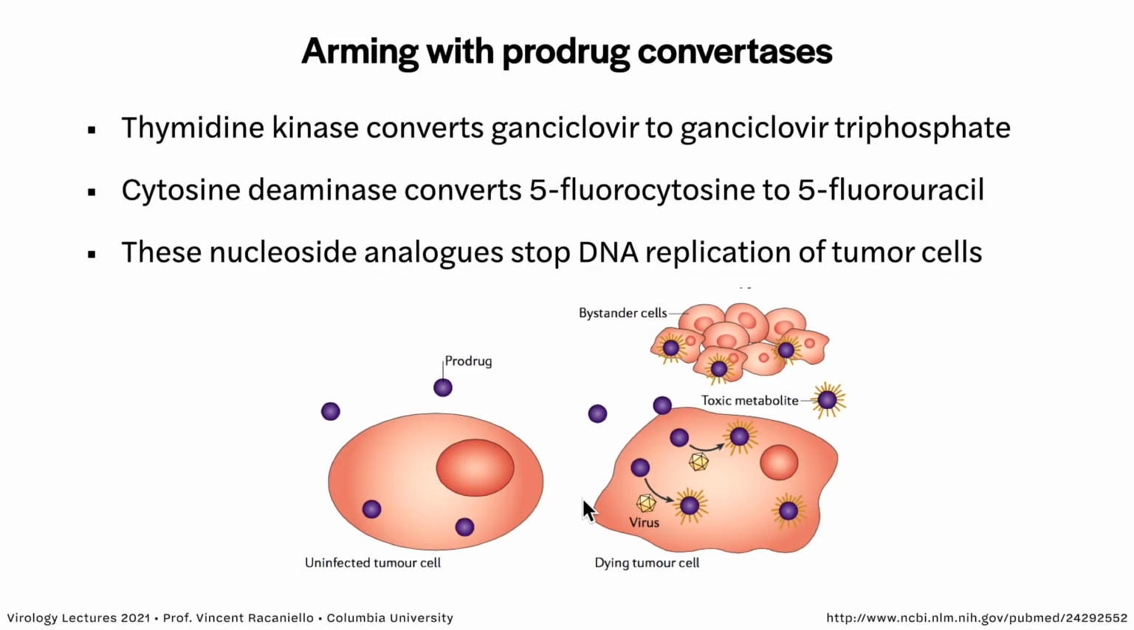I mentioned putting prodrug convertases into these vectors. There are two that I'm going to tell you about. Thymidine kinase, which will convert ganciclovir to triphosphate, a chain terminator. Cytosine deaminase converts 5-fluorocytosine to 5-FU, and they will stop DNA replication of tumor cells, and they will also get into bystander cells and affect them as well. That's one of the benefits of this.